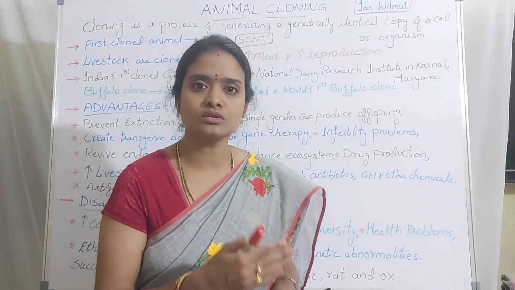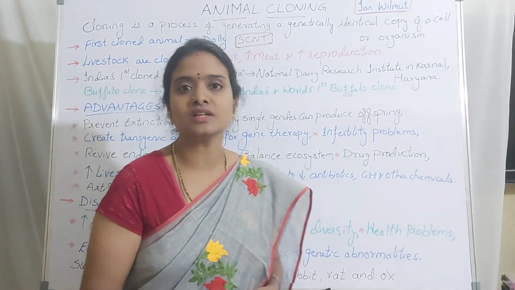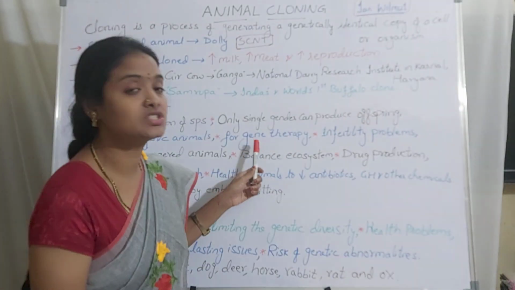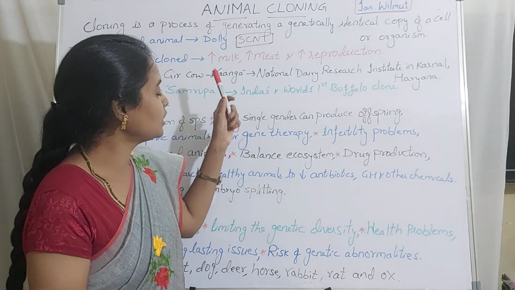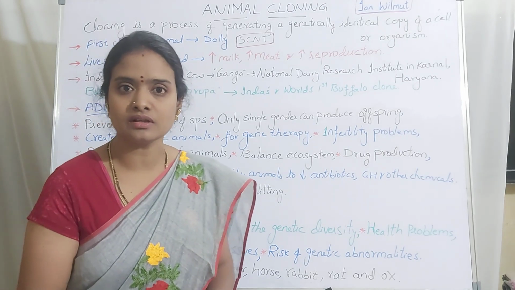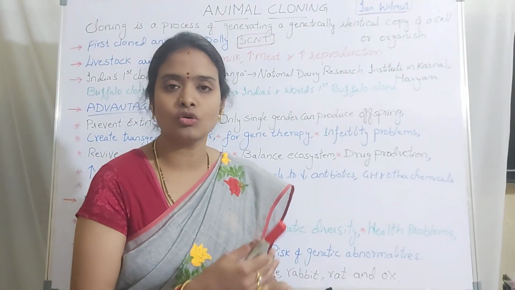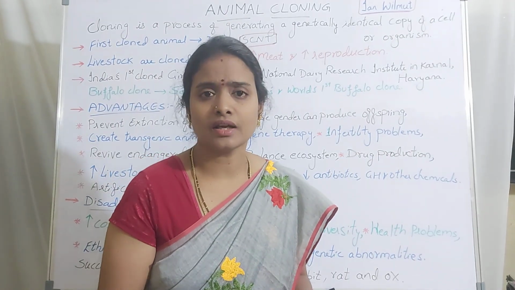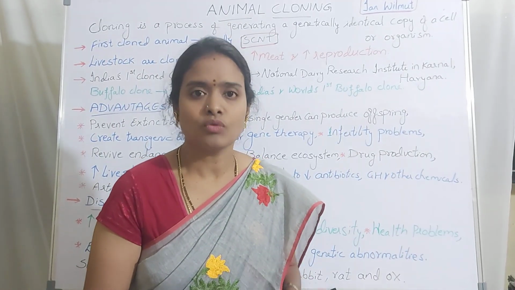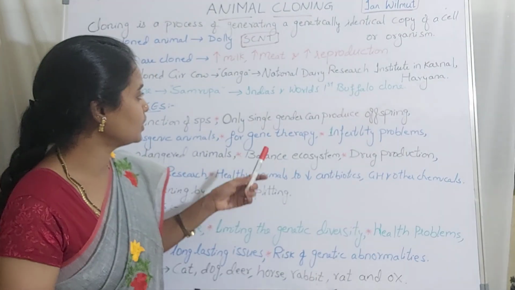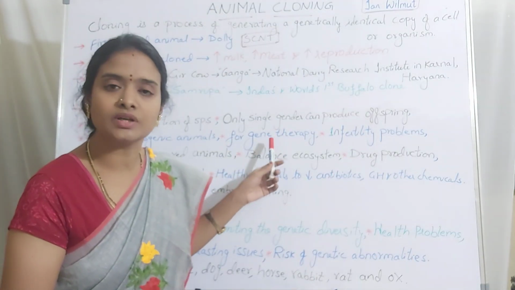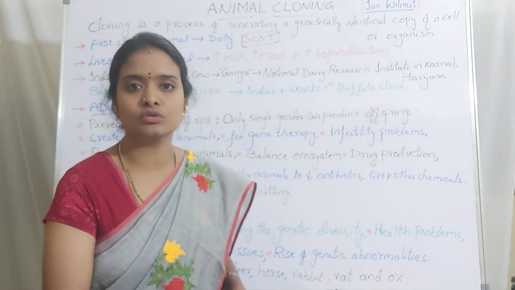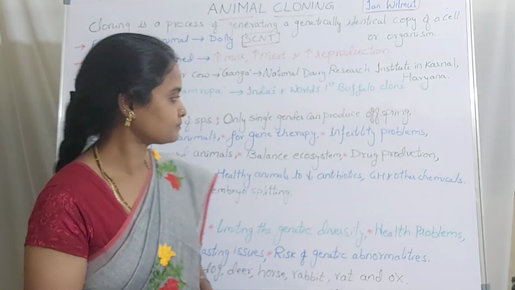You can correct those diseases by treating the genes. That is nothing but gene therapy. Again, animal cloning plays an important role in gene therapy. You need not go for gene therapy for each and every individual of every generation. Once you go for gene therapy, if you clone that animal, the same treated genes will be inherited by the next generations.